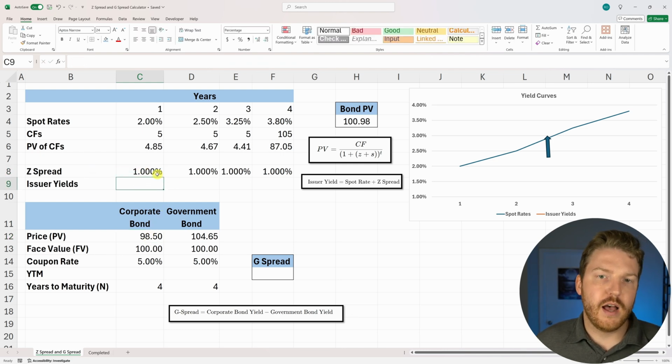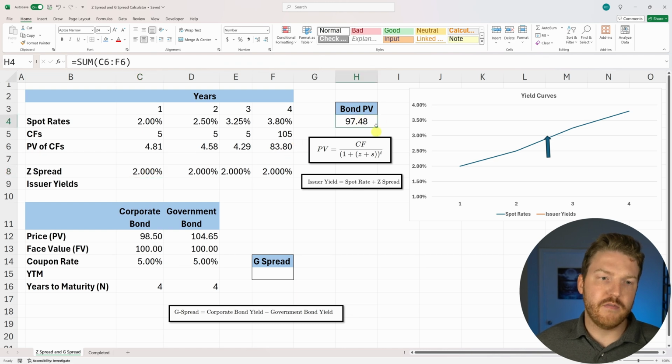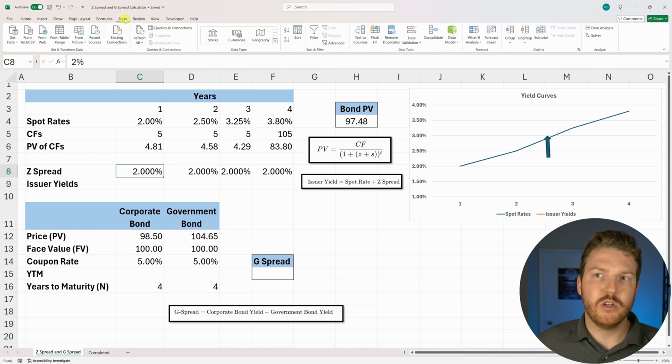The spread wasn't high enough because the bond value's too high. Okay, maybe it was 2%. Oh, now I think the spread's too high because it made the bond value too low. It's not 98.50. So you could keep trying that, or you could use the solver function, where you can go to data, and if you see solver, you're good.